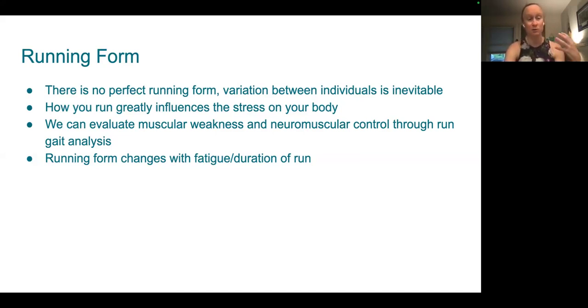So no matter how skilled we are, if we start to fatigue, some of those biomechanics are going to break down. And the more resilient we can be to those changes, the better off we are to push ourselves without hurting ourselves, right?